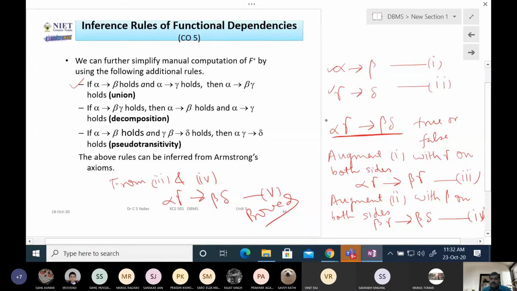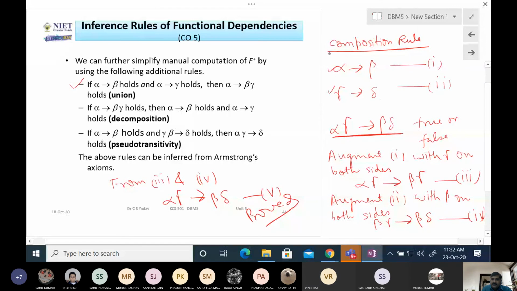And in some books this is the 7th rule, and this rule is called composition rule. If we have two FDs, alpha determines beta and gamma determines delta, and if we combine left hand side and right hand side, then it will be true, or this dependency holds on R. Did you get it?